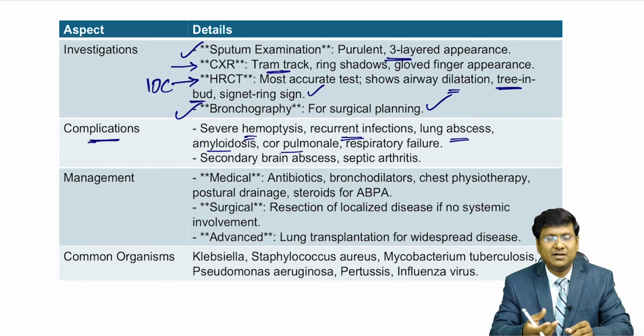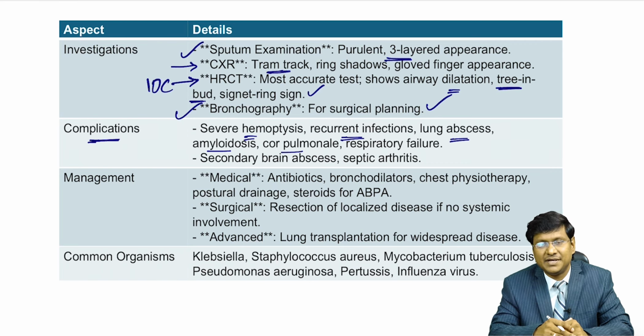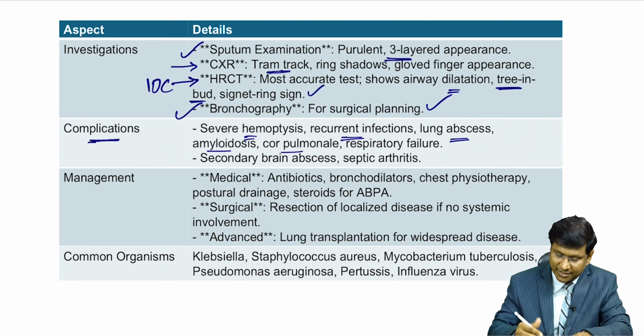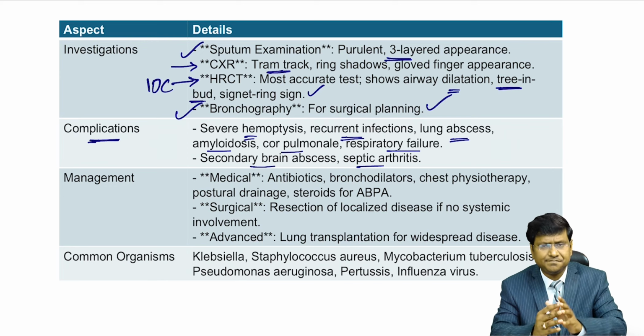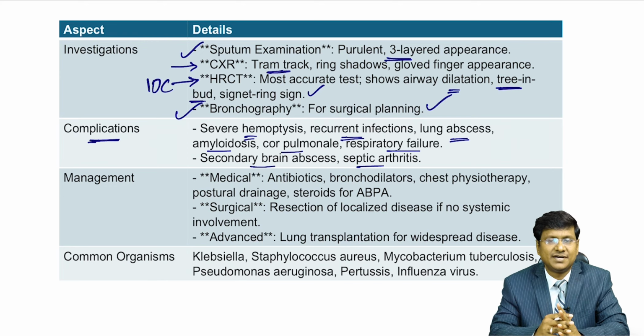Now why does this cor pulmonale occur? Because of the bronchiectasis there is hypoxemia, and this hypoxemia will cause pulmonary artery vasoconstriction and increase the afterload on the right ventricle, which will result in cor pulmonale. Followed by that, these patients will have respiratory failure, secondary brain abscess, and septic arthritis. So these are the complications that you observe in patients with bronchiectasis.